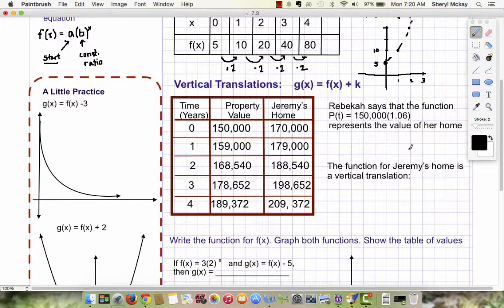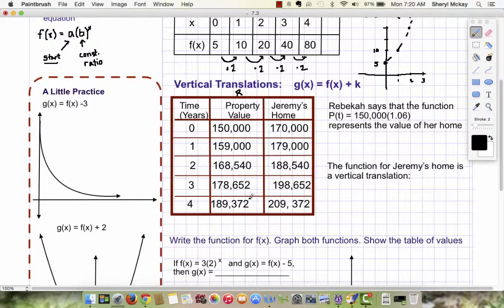Here's Rebecca. Rebecca owns a house, and when she bought her house at 0 years, the value of her house was $150,000. So this is Rebecca's property value right here. After a year, her property value went up to $159,000. After 2 years, $168,540. After 3 years, $178,652. And after 4 years, $189,372.